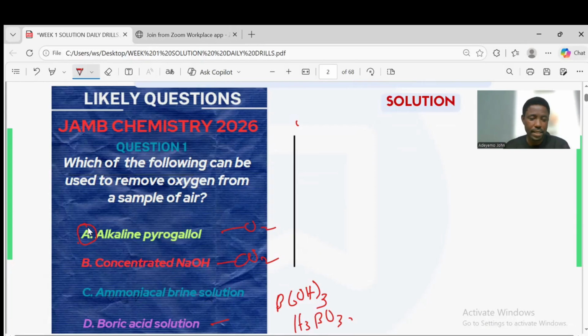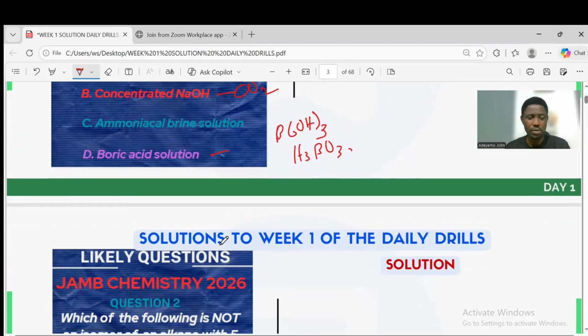So the answer is alkaline pyrogallol. If you're removing CO2, concentrated sodium hydroxide will do that for you. Ammoniacal brine solution is used in the Solvay process to produce washing soda, while boric acid is a mild antiseptic. So it's not just that we're picking the answer, we're explaining everything in case you see some other one. Let's go to question 2.